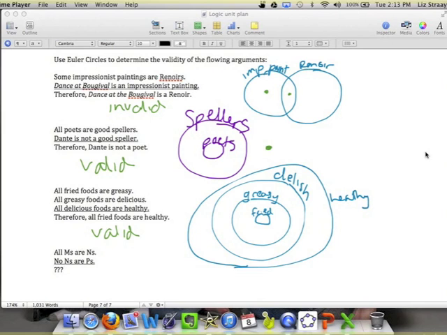The dot would be at therefore. I mean, like our little green dot we've been using. Well, there's really no dot in here because we're not talking about one thing. Before we were talking about Dante, he's one person, or we were talking about this one single painting, so we could put a dot. Here, there's no dot because it's still the word all. So we want to know, are all of fried foods fitting within healthy?